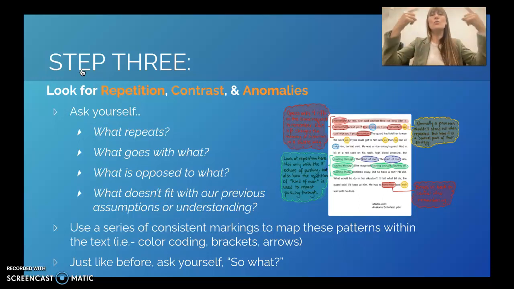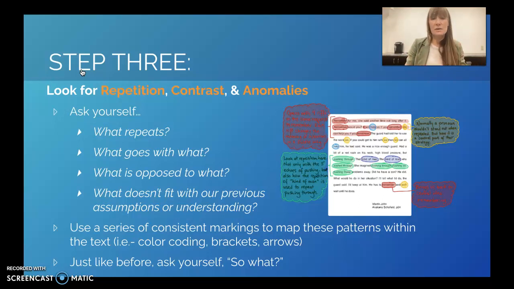In this last rereading of the text, we have a new focus yet again. This time what we're focusing on is patterns. We want to look for repetition. We want to look for contrast. That means sort of like opposites. And we also want to look for anomalies. Anomalies means things that don't quite fit with our prior thinking. So questions that we may ask ourselves include, what repeats? What goes with what? What is opposed to what? Or what doesn't fit with our previous assumptions or understanding?